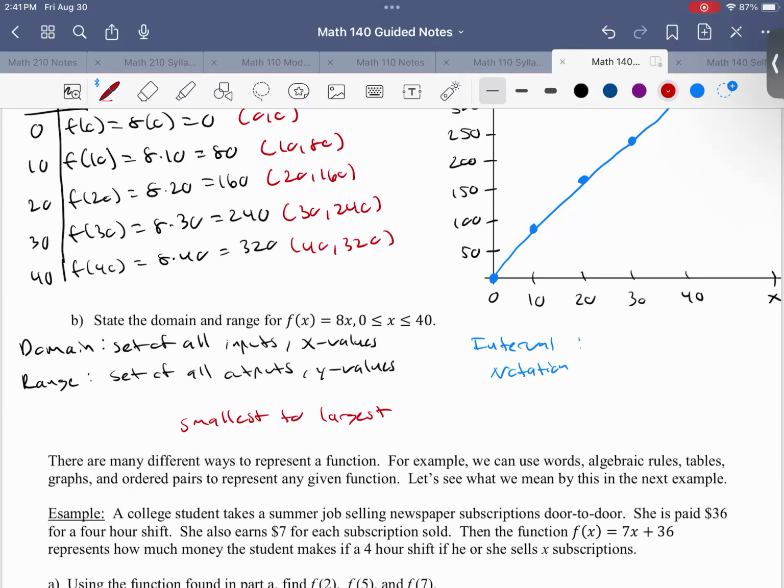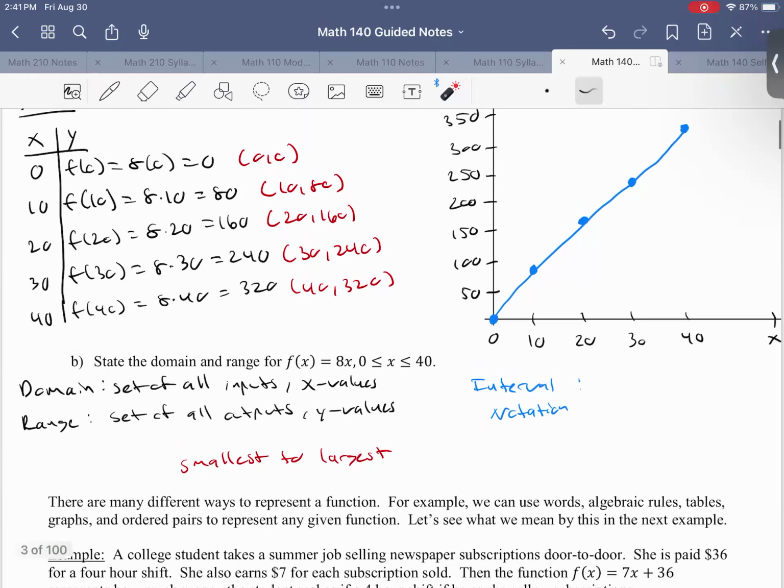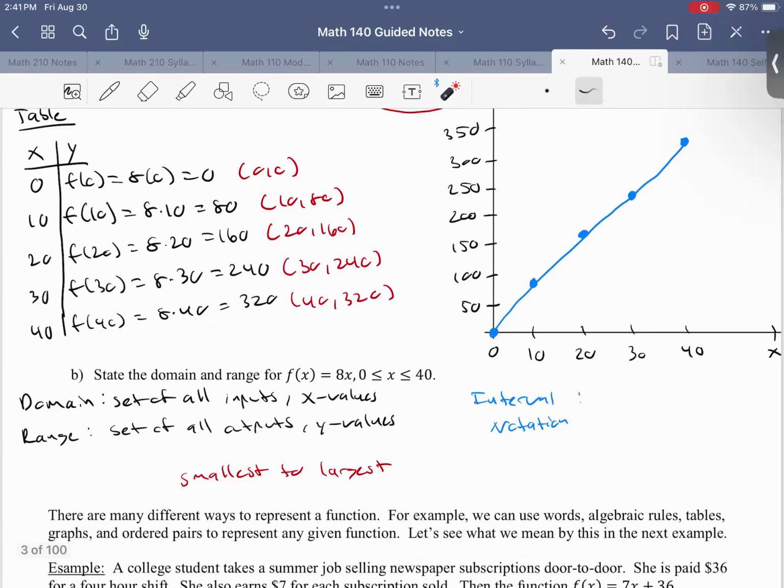So the way I would write this is: set of all inputs, x values, the smallest x value we can go is 0, and the largest x value we can go is 40. So the way we'd write this interval notation for our domain would be domain 0 to 40, smallest to largest.